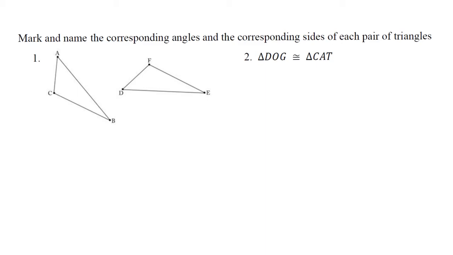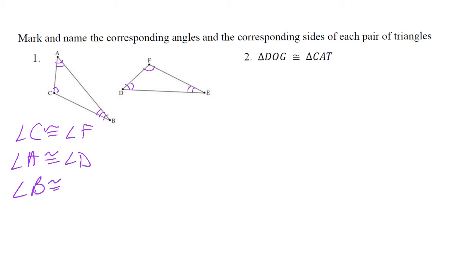So this says mark and name the corresponding angles and corresponding sides of each pair of triangles. So A is kind of easy. It's just like the one we just did. So we're going to go ahead and mark angle C and angle F congruent. I'll do all the angles in purple. Angle A and angle D congruent. And angle B and angle E congruent.